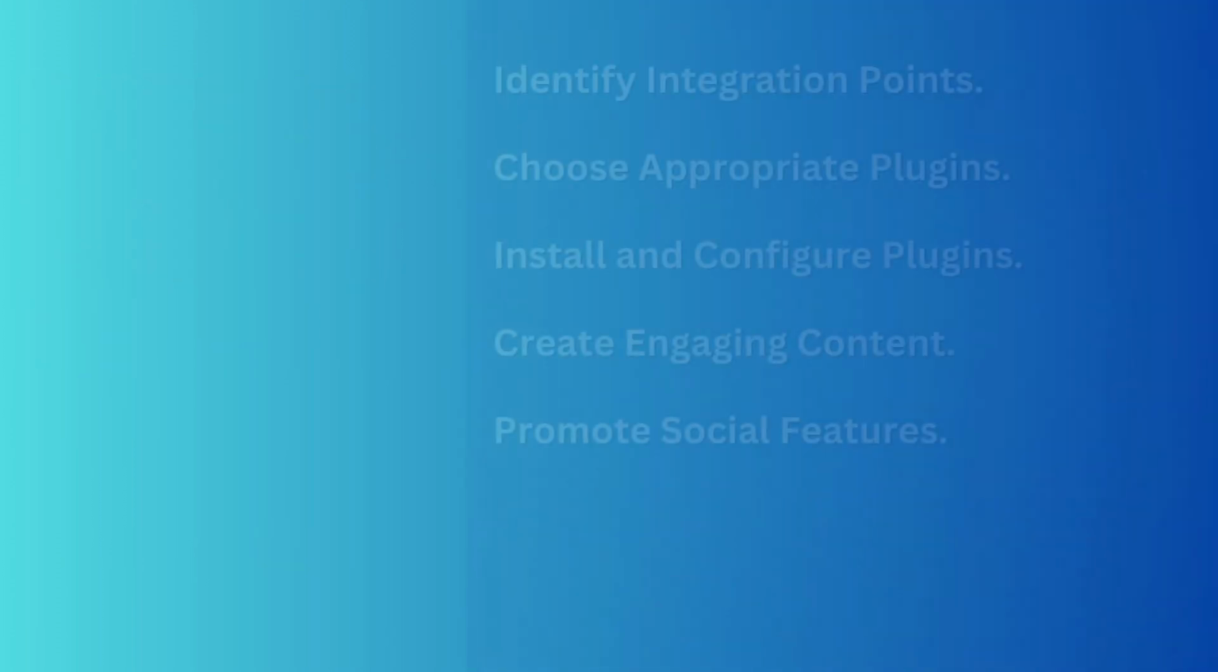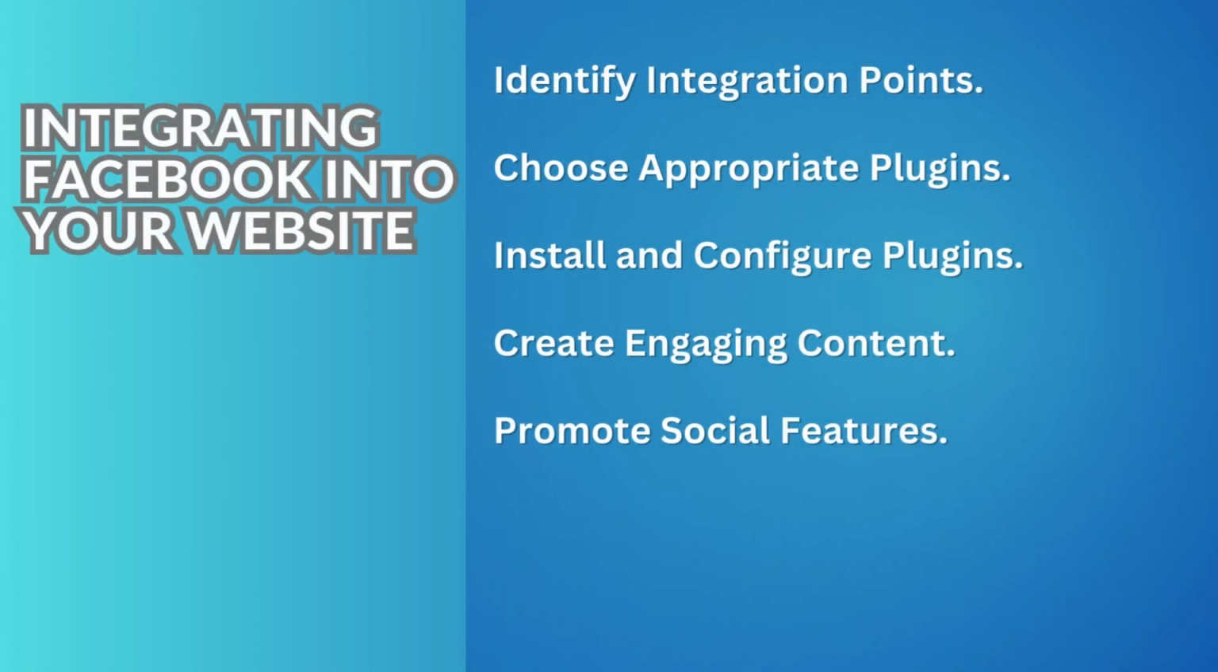Section 3. Integrating Facebook into your website. To integrate Facebook into your website, follow these steps. Identify integration points. Determine which areas of your website would benefit from social media integration, such as blog posts, product pages, and event listings. Choose appropriate plugins. Select the appropriate Facebook social plugins for your website's needs, considering features, design, and placement. Install and configure plugins. Install and configure the chosen plugins according to your website setup and design guidelines.